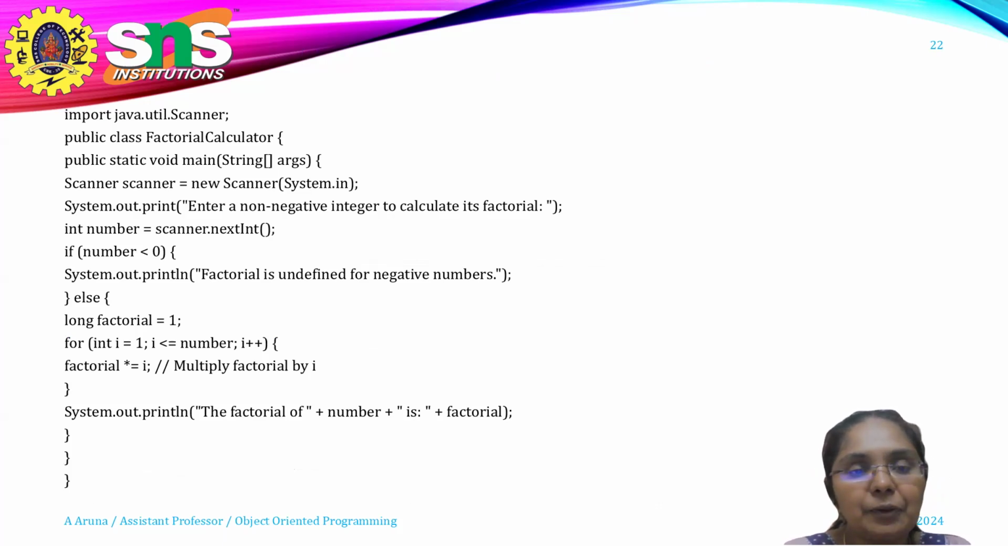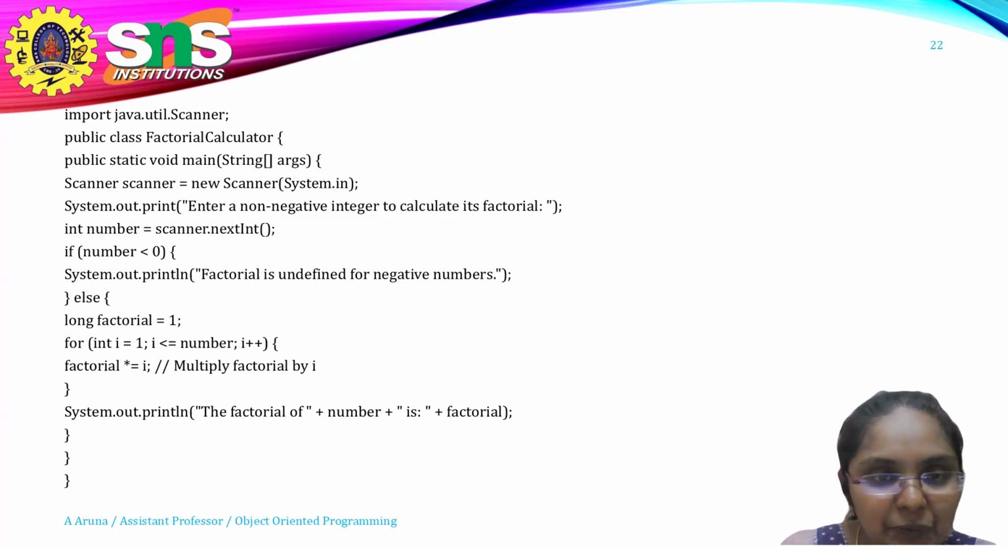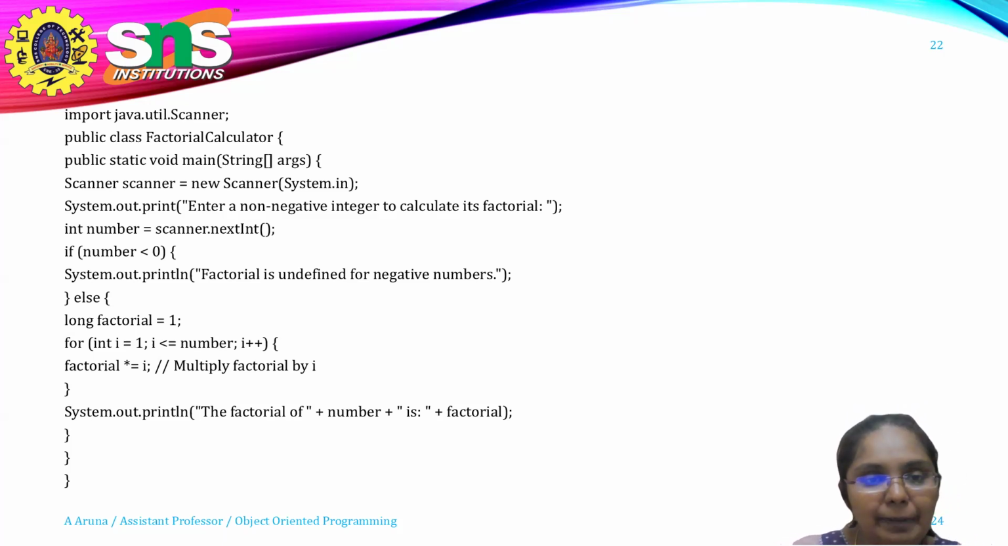Import java.util.Scanner. Java is my package. It contains the subpackage called util. Inside that, you have the Scanner class. By using that class, we are going to get input from the user. For that, I am going to declare a Scanner object. Scanner is a class. I have to create a new object of the Scanner class to get the input from the user.